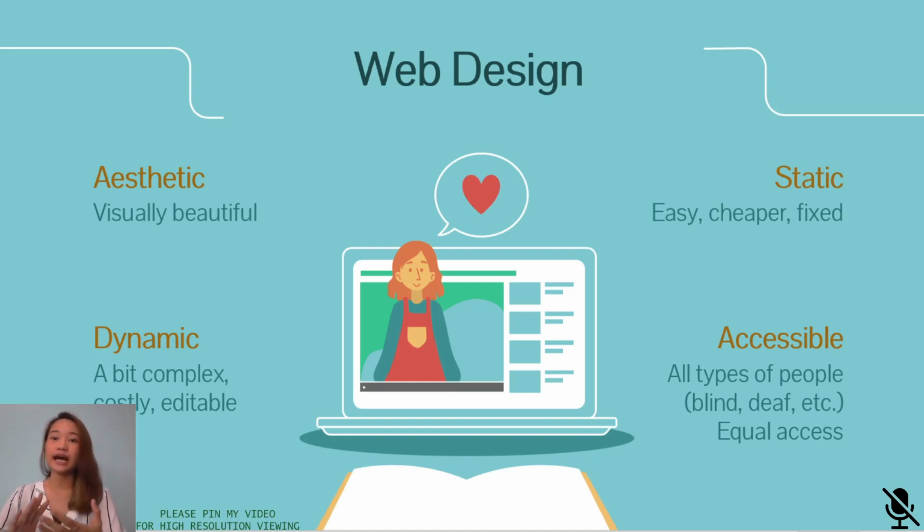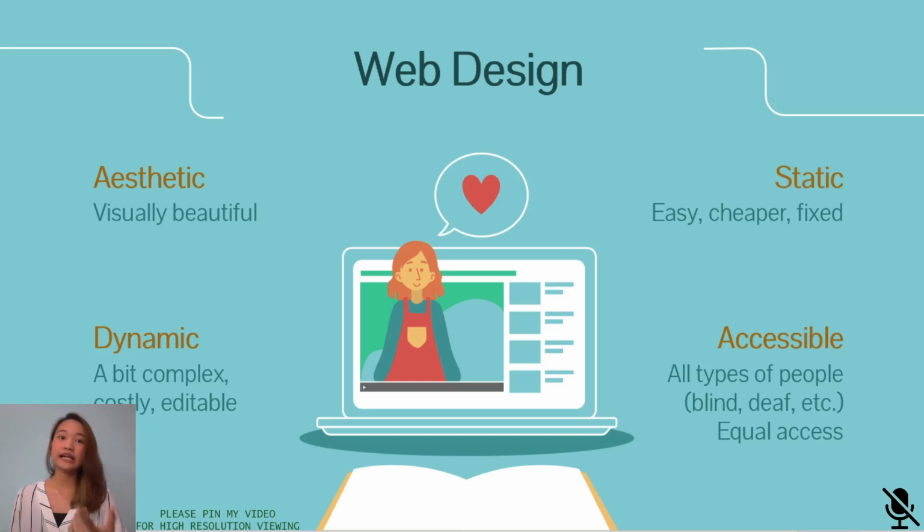And next is accessible. We have to make sure that our web design is inclusive for all types of people, like deaf, blind, or handicapped, etc. As much as possible, our web design has to give equal access to different kinds of people, if you can.